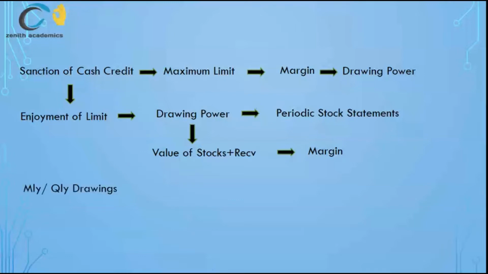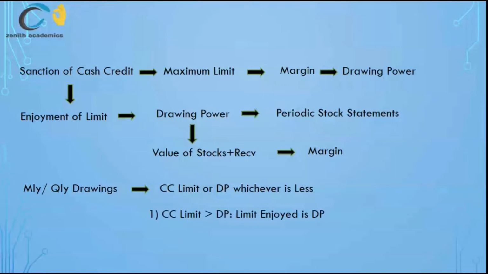Now let's understand how the drawing power is linked to the CC limit each month. The norm is the borrower can withdraw each month up to the prescribed CC limit or the DP, whichever is less. Therefore, there can be two possible outcomes. The first is, if the CC limit is more than the DP, then the borrower can enjoy only up to the DP for that month, because in such case, DP is less than the CC limit. And in the second, if the CC limit is less than the DP, then the borrower can enjoy only up to the CC limit for that month, because in such case, the CC limit is less than the DP.